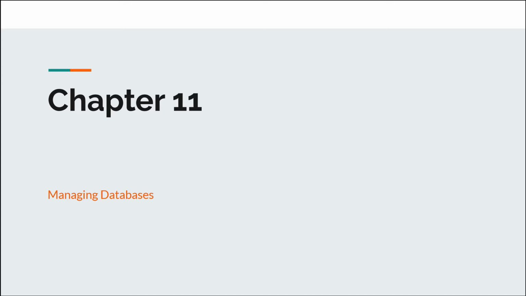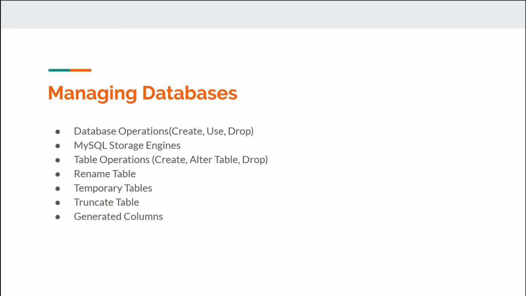Now initially when we started, we created a database using create database, then listed databases using show databases, and then selected a database to work on using use database, right? So now in this chapter we will be learning more about databases and tables: how to create a table, alter and drop tables, storage engines, how to rename a table once you have created it, and what temporary tables, truncating tables, and generated columns are. So these are the things we'll be talking about in this chapter.